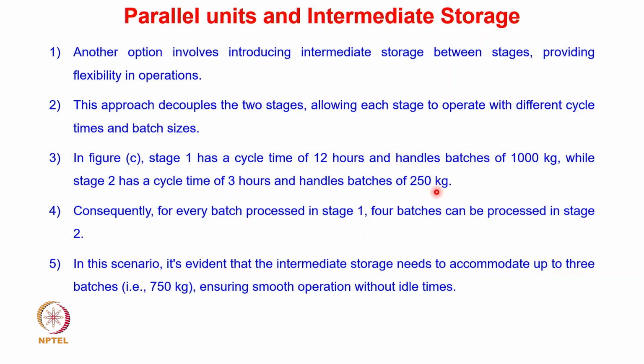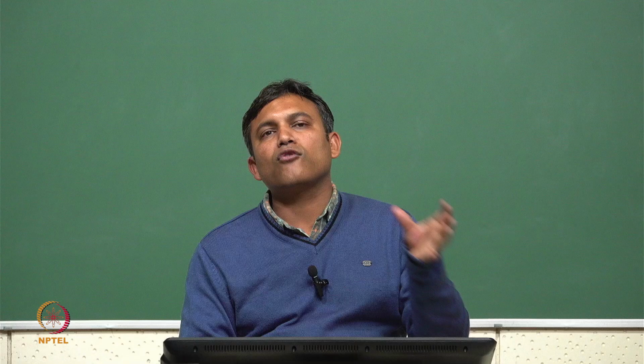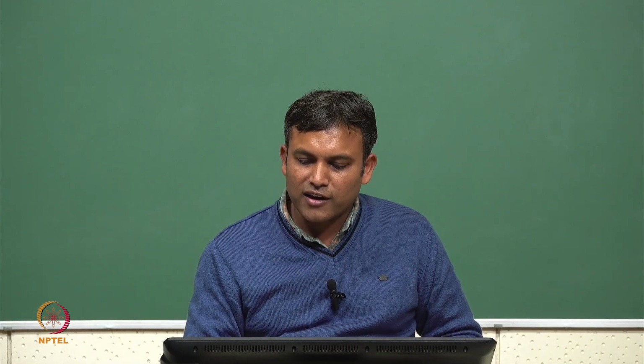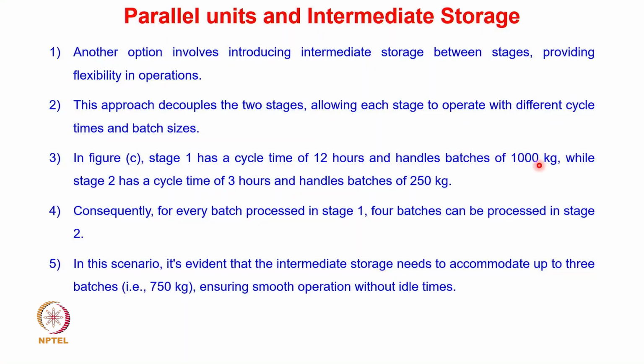So you can now see, 1000 kg we have produced in 12 hours, we can store it in the intermediate storage, and from that storage 250 kg we are going to feed to stage 2, and within the same 12 hours we can do this 4 times in stage 2. So you can see that the idle time for stage 2 has reduced significantly. The batch size for stage 1 is 1000, whereas the batch size for stage 2 is 250. So we can have different batch sizes when we have the intermediate storage.